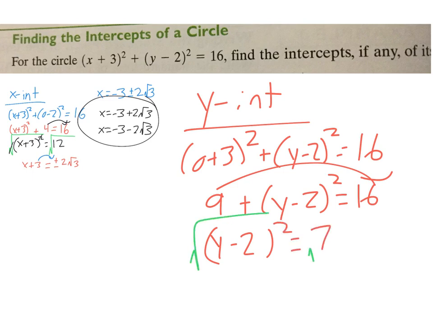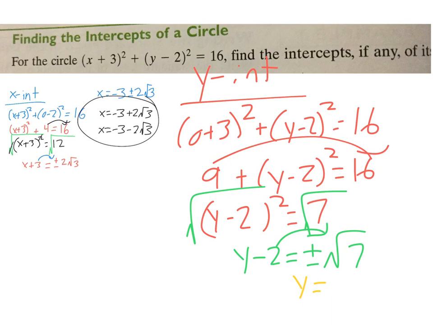Square root of both sides. y minus 2 equals plus or minus radical 7. Very good. And then move the negative 2 over. It's not negative anymore, positive 2. It's going to be positive 2 plus or minus the square root of 7. So I have 2 y-intercepts as well.